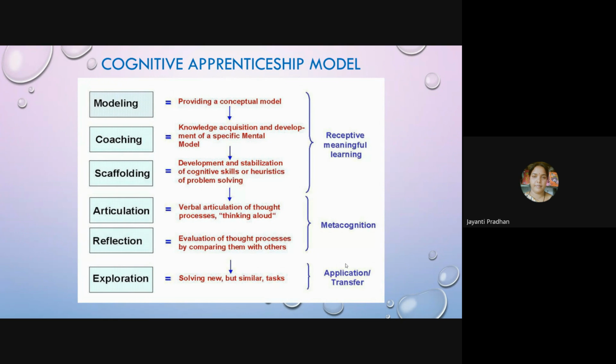Now you all read these points. What is modeling, what is coaching, what is scaffolding, what is articulation, what is reflection, what is exploration, and let me know how it is different from other models. Please all of you go through this model.